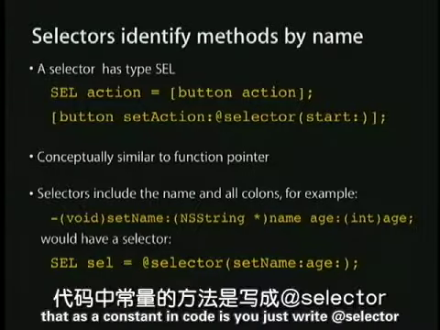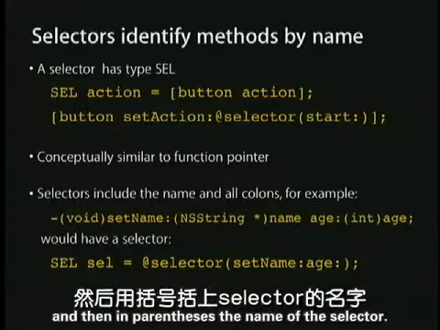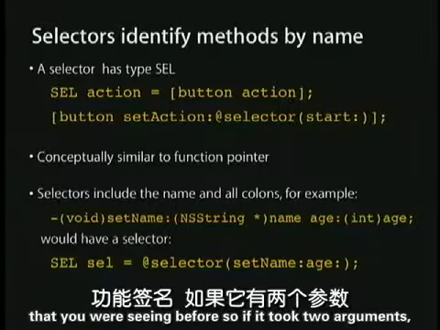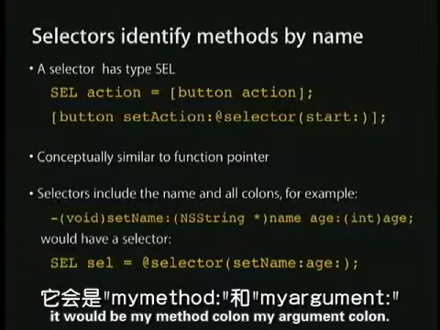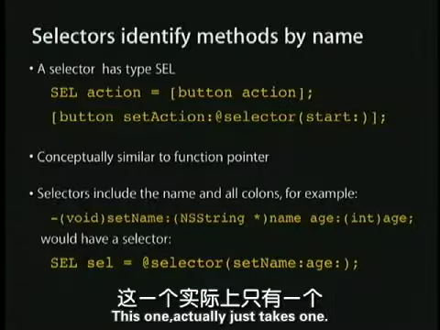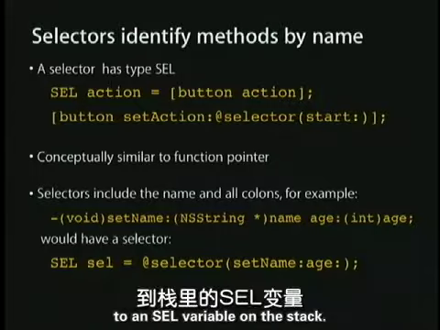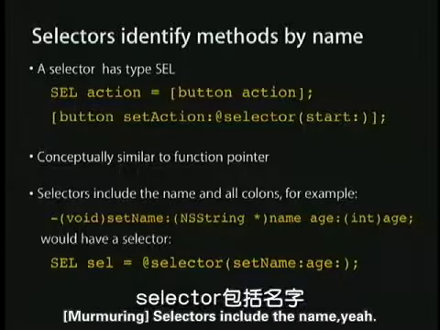And the way that you would specify that as a constant in code is you just write @selector and then in parentheses the name of the selector. It's literally the method signature that you were seeing before. So if it took 2 arguments, it would be myMethod: myArgument:. Yeah, this one actually just takes 1. You can also assign that selector directly to an SEL variable on the stack. Conceptually similar to a function pointer. Selectors include the name.